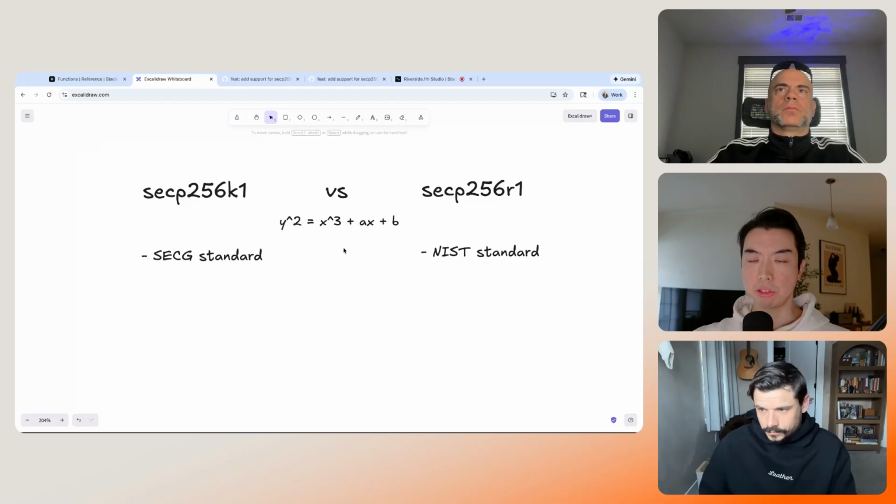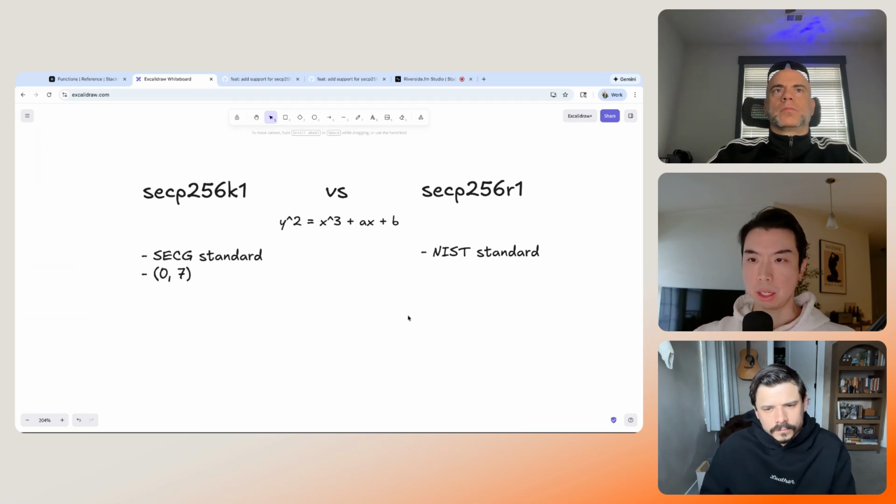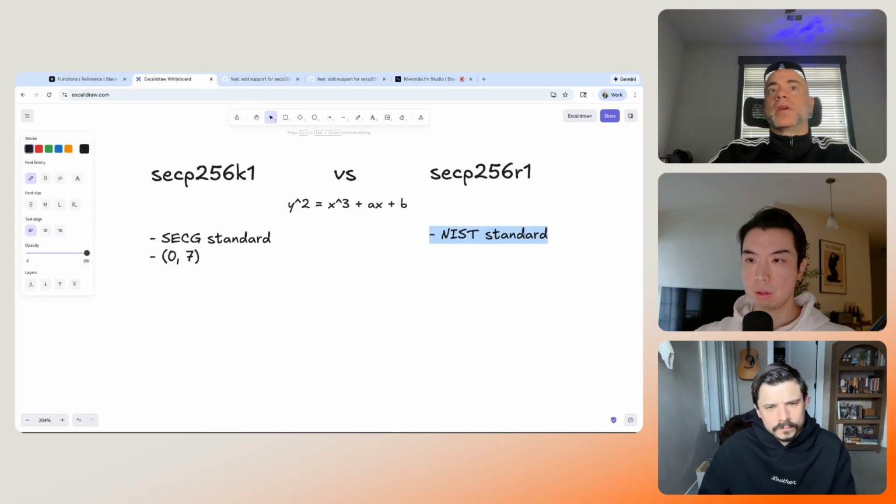This is the shared formula that both of them share: Y squared equals X cubed plus AX plus B. But you're saying that the K1 curve is using the coefficients for A and B as 0 and 7, correct? That is correct. And then on the other hand, on the R1, A will be -3.